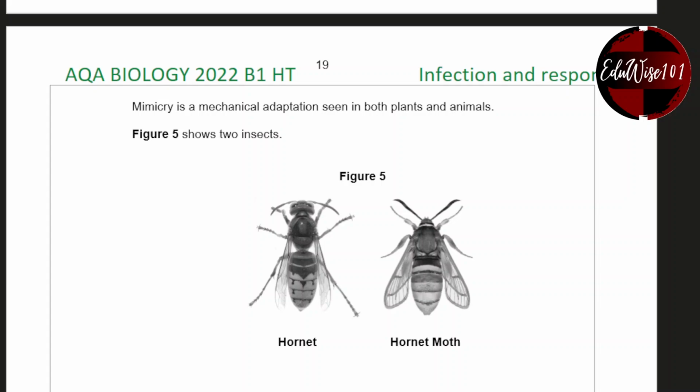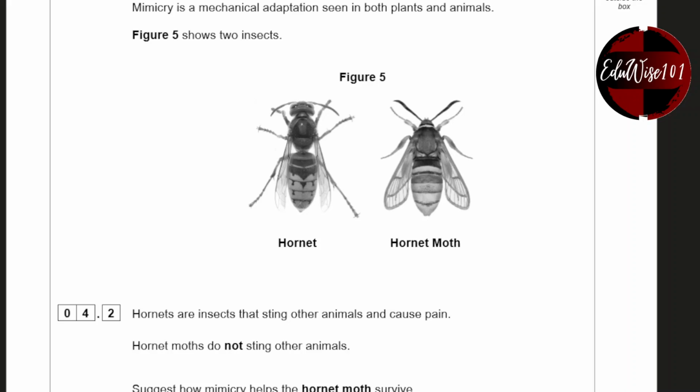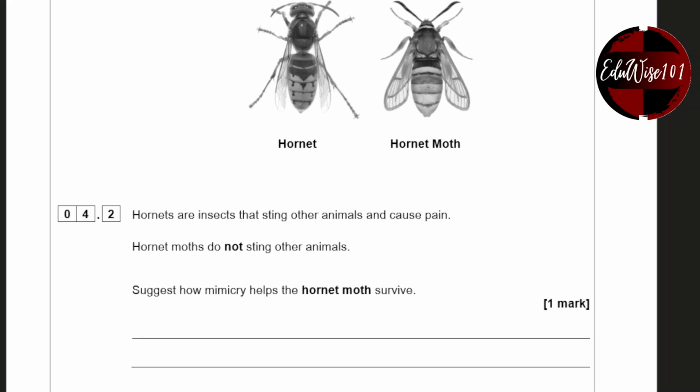Mimicry is an adaptation seen in both plants and animals. Figure 5 shows two insects, the hornet and the hornet moth. Hornets are insects that sting other animals and cause pain. Hornet moths do not sting other animals. Suggest how mimicry helps the hornet moth to survive.